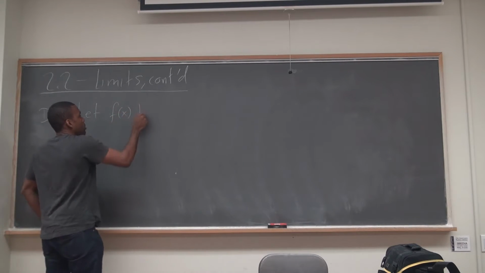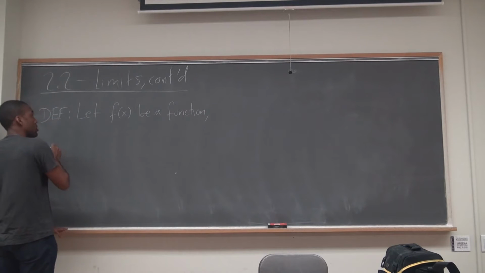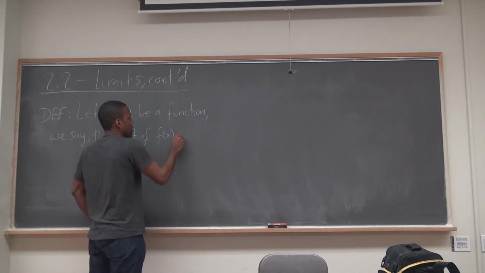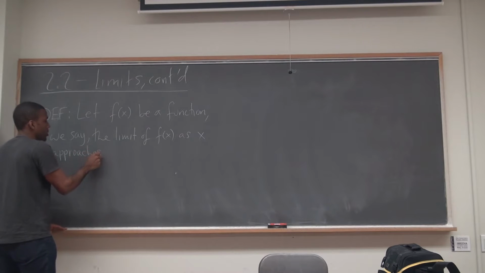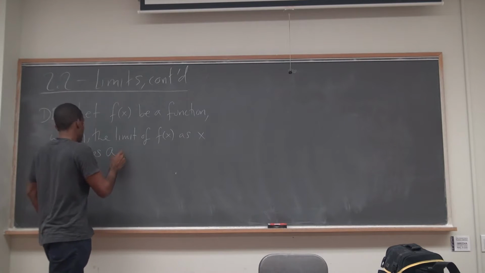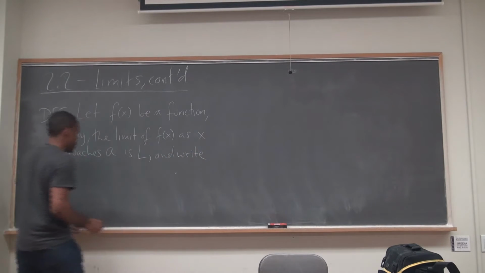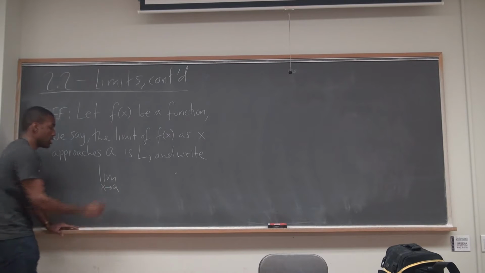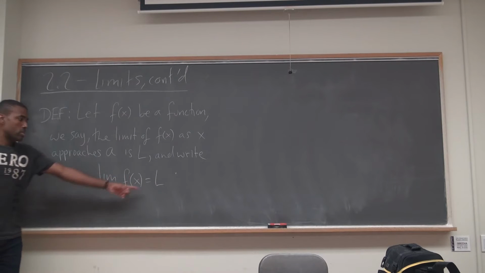Let f of x be a function. We say the limit of f as x approaches a is L, and write, so now here I'm going to introduce the notation. It's lim, all lowercase, you write x, little arrow, approaches a of f of x. Right? So this is the limit as x approaches a of f of x equals L.